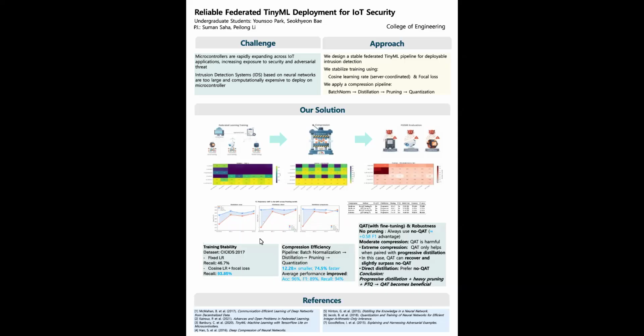So this is a result graph for the different configurations. We actually saw that the no QAT line always outperforms the QAT lines, except for just one case, when we use progressive distillation with heavy pruning.